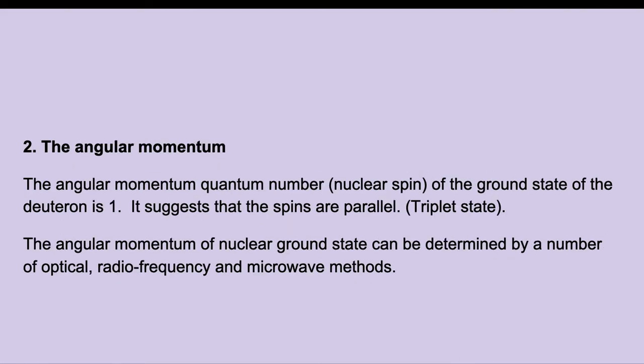Now about the angular momentum. The angular momentum quantum number, or the nuclear spin of the ground state of the deuteron, is 1. It suggests that the spins are parallel. You have a proton and a neutron. If the spins are anti-parallel, it should be 0. But we are getting it as 1, so the spin is parallel. The angular momentum of the nuclear ground state can be determined by a number of optical, radio frequency, and microwave methods.